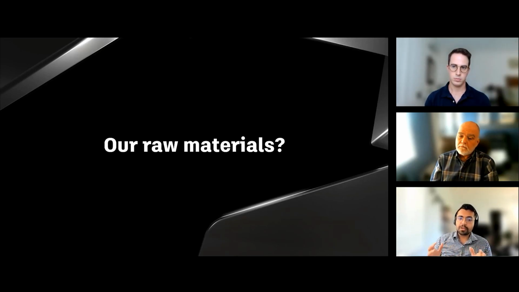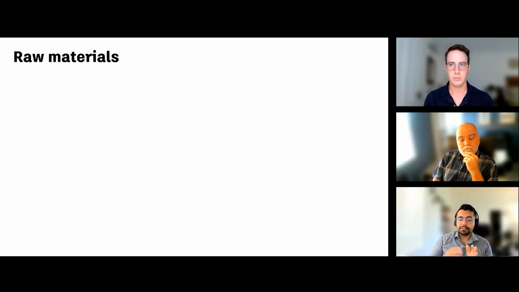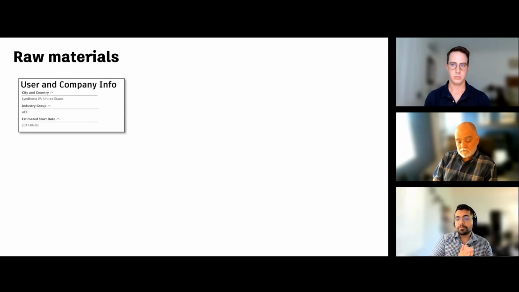Next, let's look at our raw materials that we use to actually create these insights. Raw materials, essentially, what these mean to us is the different type of data sets that we have on our customers, which start from user and company information. The first thing to note here, by user and company information, I do not mean any kind of personally identifiable information on our customers. That's not what we are using, but rather we focus on things like what is the industry group that they relate to, when did they actually start using AutoCAD, when did they become an Autodesk customer.